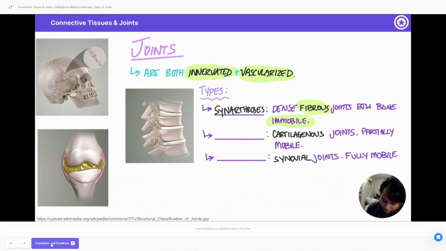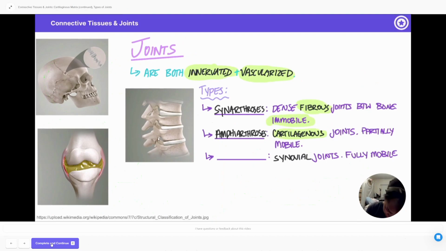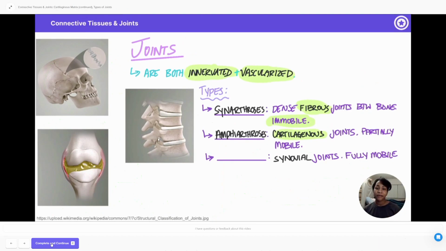We're also going to have cartilaginous joints. So remember how we talked about the fibrous cartilage? These are going to be parts of cartilaginous joints like in between the discs in our spine. These types of joints are going to be called amphiarthroses. And again, since joints are classified by their ability to move, cartilaginous joints are going to be a little bit mobile, but a little bit rigid.